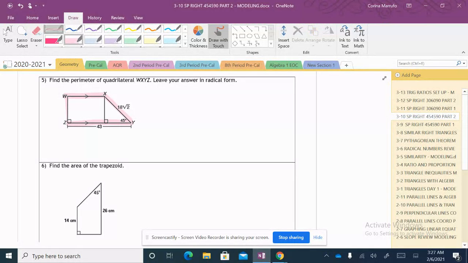Okay, so then they give us another piece of information. This is a 45, 45, 90 triangle. So these two sides should be exactly the same. So let's figure out what those two sides are.